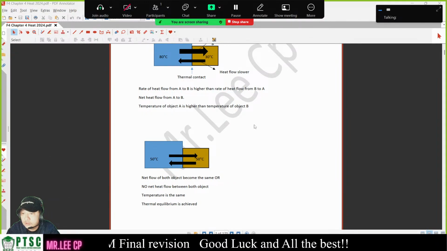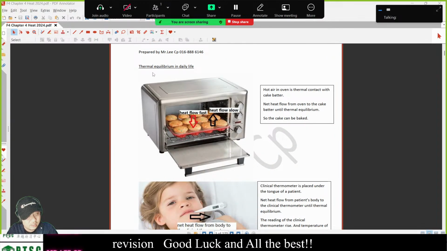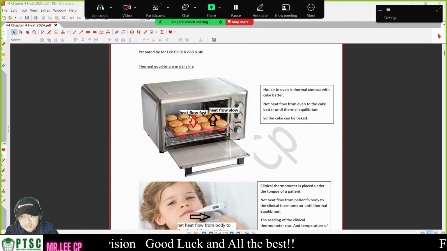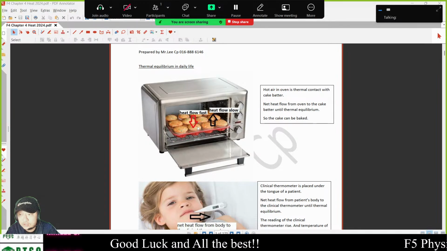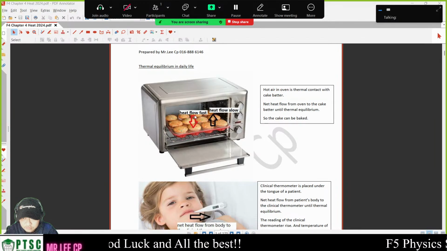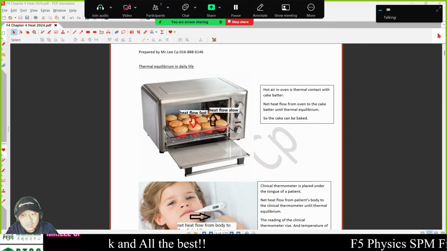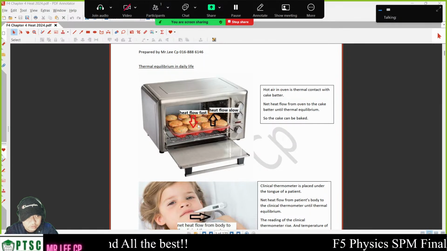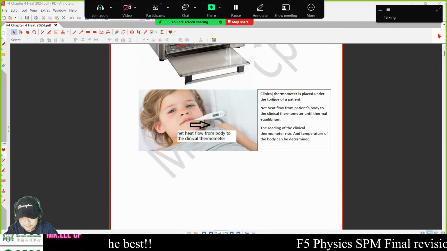Basically, you need to know the applications of thermal equilibrium in daily life. For example, the oven. For the cake that you bake, the heat flow into the cake is fast and the heat flow out is slow, until both are hot. Thermal equilibrium is achieved, so the cake can be baked.